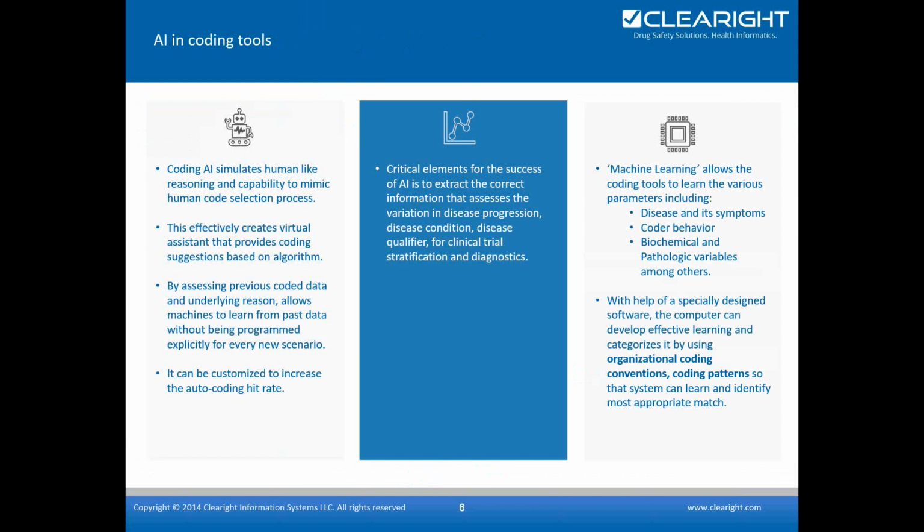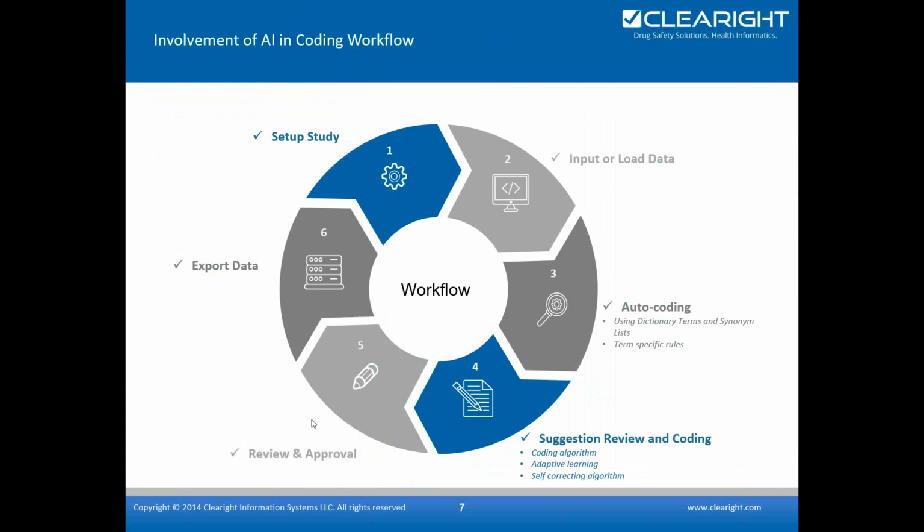Moving on, we are aware of the coding workflow. AI involvement is established specifically at two steps. The first is at the step of auto coding, and the second is in the manual review of suggestions provided by the coding tool and their approval. While performing auto coding, the coding tool uses dictionary terms and the synonym list to identify the better match term for the reported verbatim. Here, AI assesses the text pattern from the verbatim and categorizes the data based upon the nearest match term. Ultimately, it helps to optimize the coder performance.